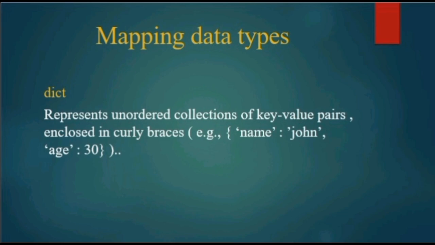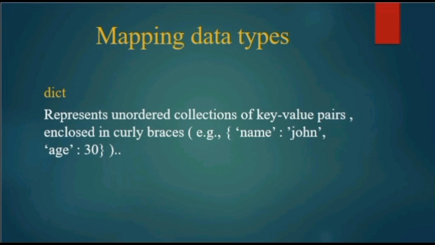You can see on the screen, name is encoded in single quotes, followed by a colon, and John is also encoded in single quotes. Similarly, age and 30. Here the value is John, and age is another key that points to the value 30. You use curly braces to create a dictionary, and keys and values are separated by a colon.